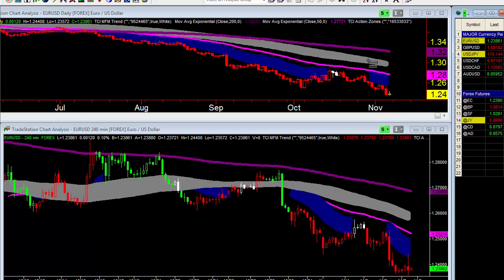Let's see. There you go. Look at this. The daily chart pretty much straight down. So is the 240-minute chart. The last trade on the 240-minute chart was right in here to the downside. But look, we're near those lows right now on both time frames. So nothing's setting up there.